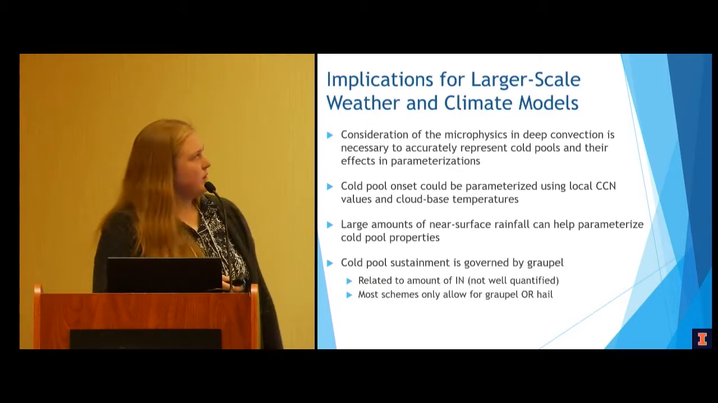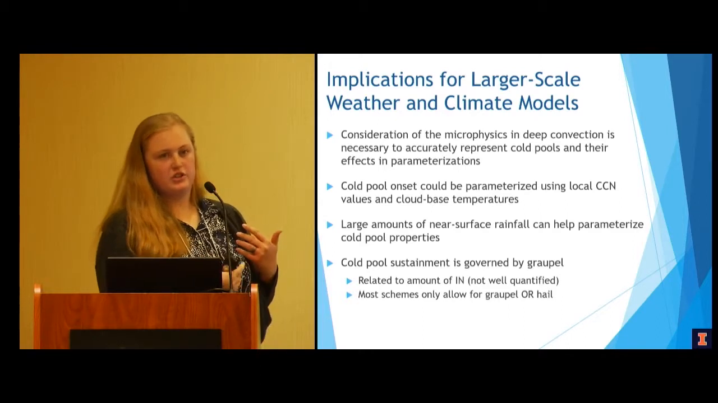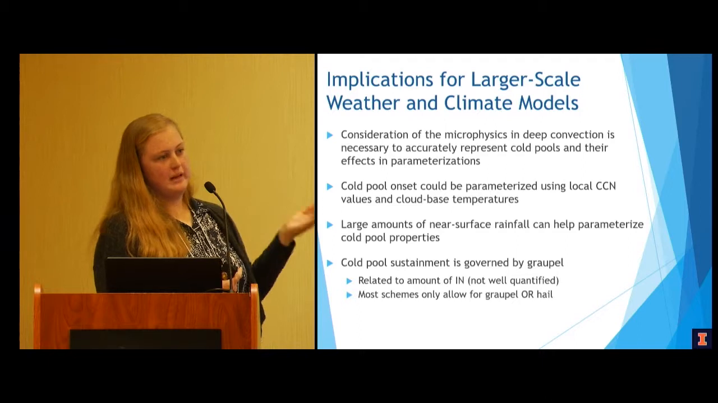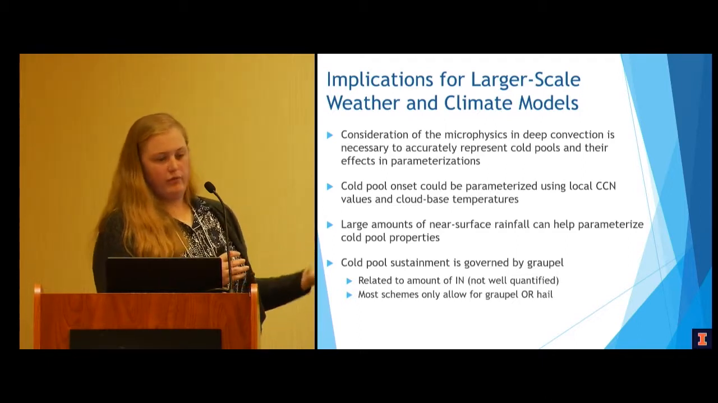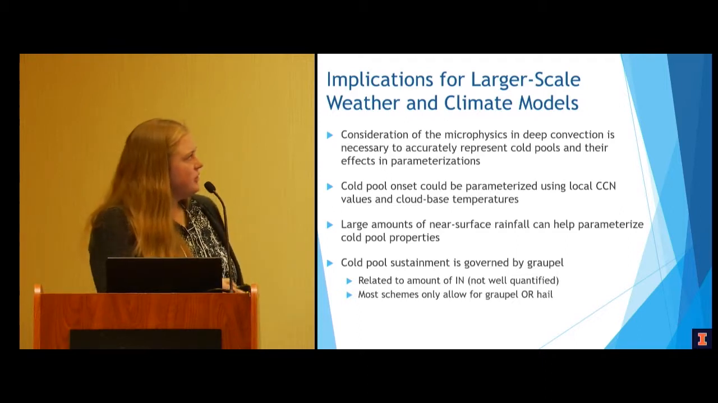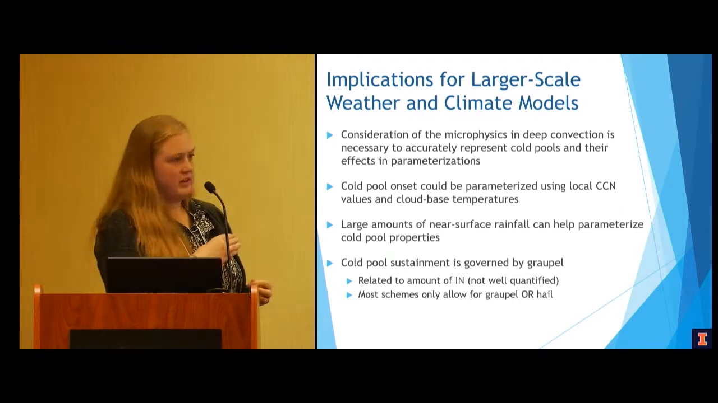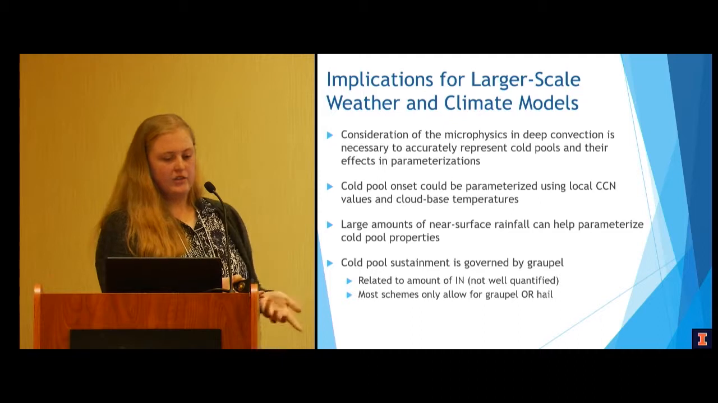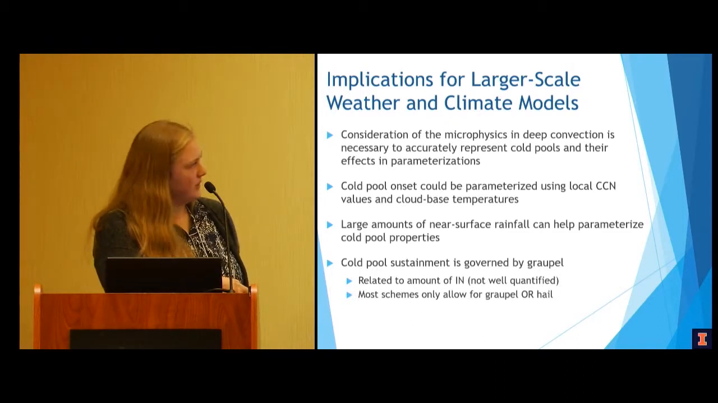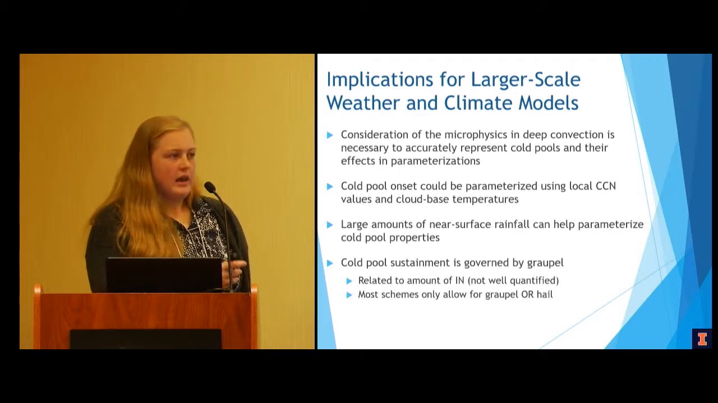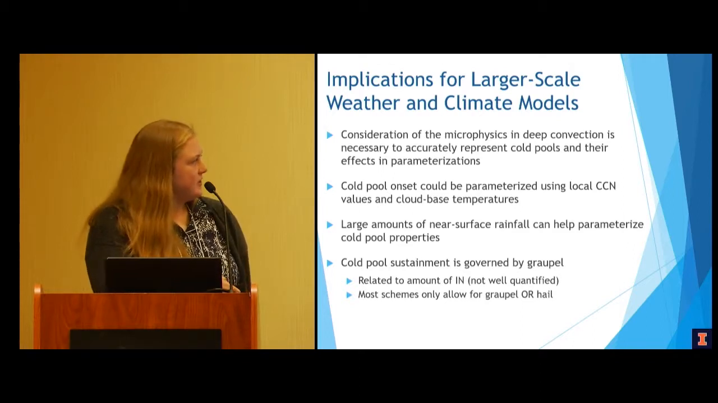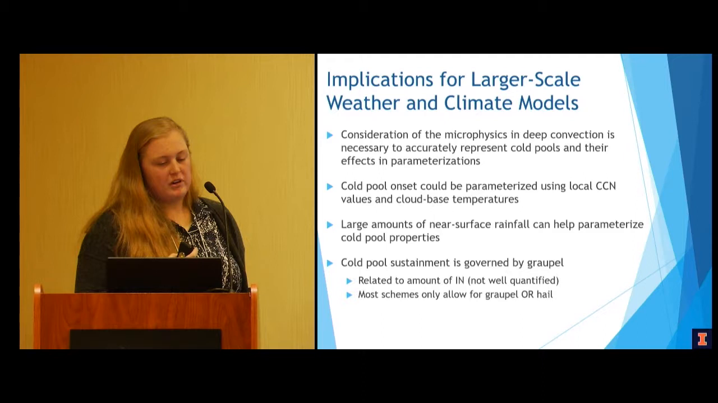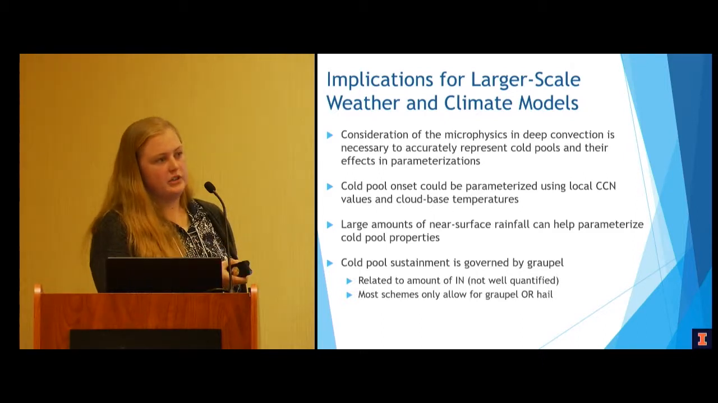From this work, we were able to suggest some implications for larger scale weather and climate models and how this research can be adapted to go back to our big picture question of improving parameterizations. We note that you need to at least somehow link the microphysics to a cold pool parameterization in order for this to be accurately represented. Cold pool onset could be parameterized using local CCN values and cloud-base temperatures. That could proxy how quickly rain forms. And then large amounts of near-surface rainfall could be used to help parameterize the cold pool properties, since we saw that rain evaporation has strong ties to the cold pool properties.